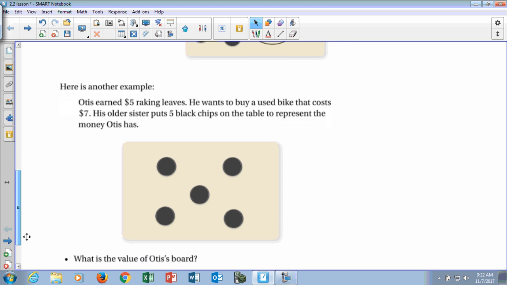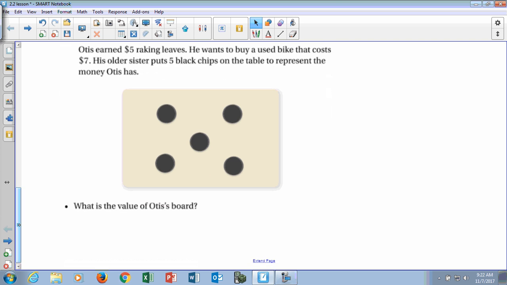So think about this one now. Otis earned $5 raking leaves. So here's his 5 chips. He wants to buy a bike that costs $7. His older sister puts 5 black chips on the table to represent the money Otis has. So what is the value of Otis's board? What's the value of Otis's board, Blake? $5, yep, positive $5. That's what he has.